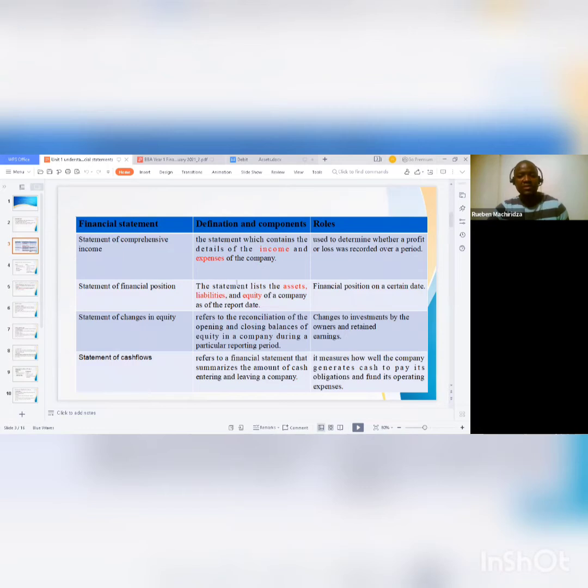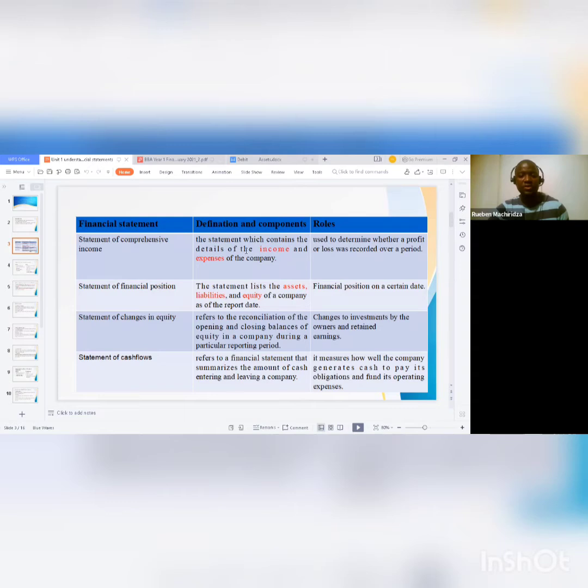So this is the statement which contains the details of the income and the expenses of the company. So when we go to the statement of comprehensive income, we must find 2 things, and 2 things in particular: the income of the company and the expenses of the company. Let's talk about the income. What income should we expect to find in the statement of comprehensive income? It's not just random income.